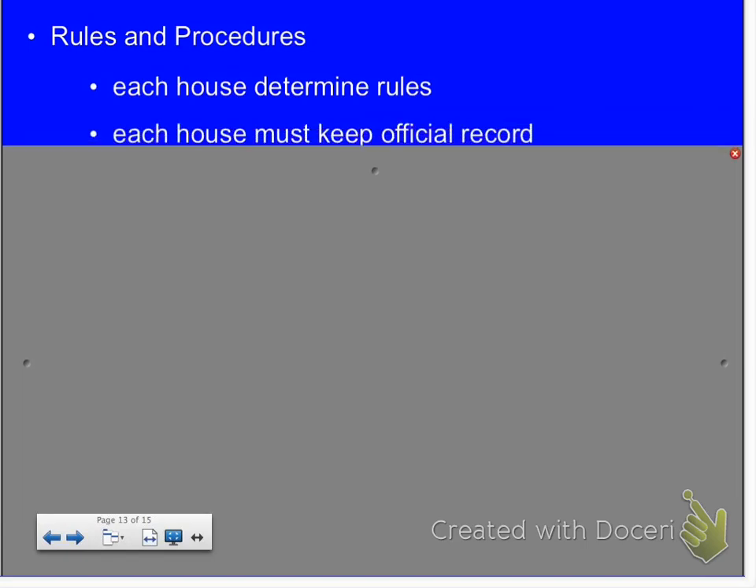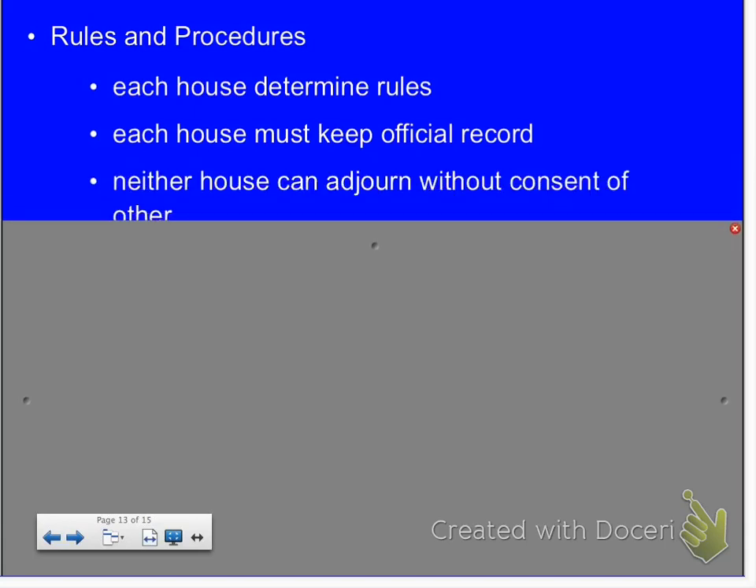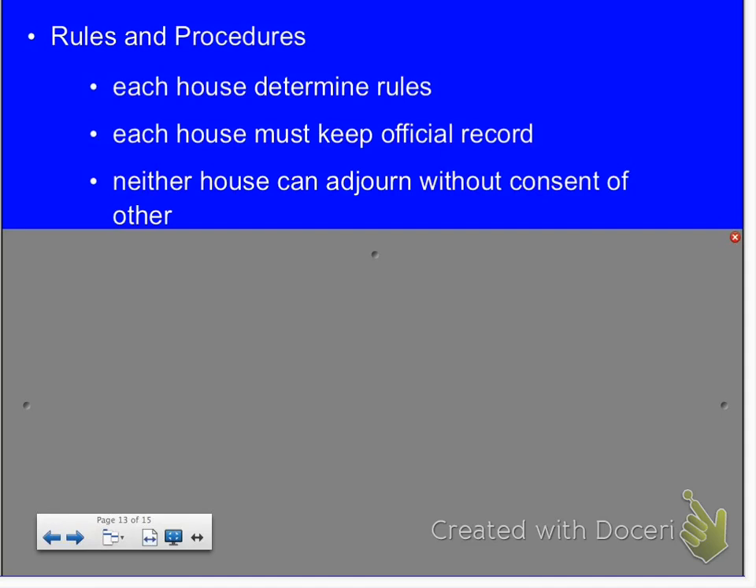All right. Next thing is each house has to keep an official record, like a journal, of what's going on in its proceedings, any votes that take place, the yays and the nays. They need to know who exactly voted yay, meaning yes, and nay, meaning no. They just must keep a record of what is going on in their different proceedings. And one other thing is neither house can adjourn, be dismissed, without consent of the other. So the House has to okay the Senate to leave, and the Senate has to okay the House to leave. So that's part of their adjournment process.